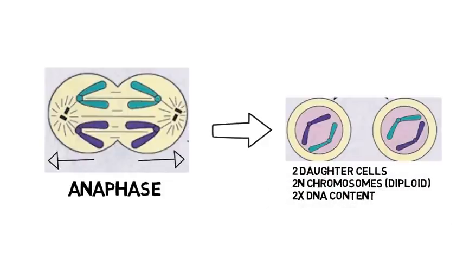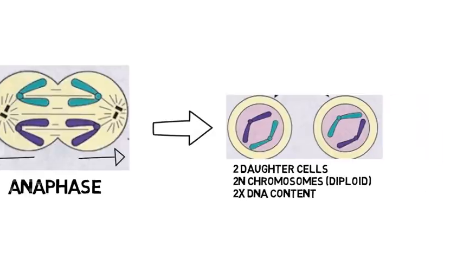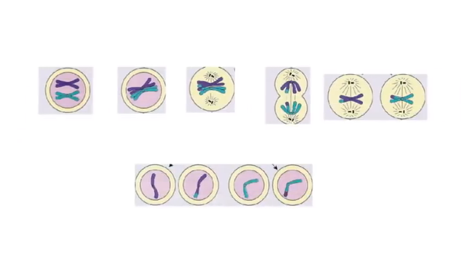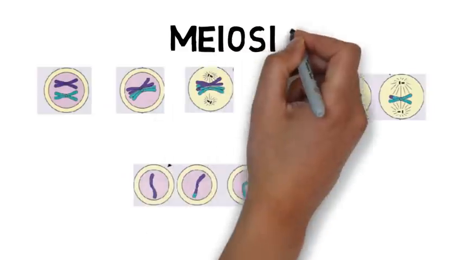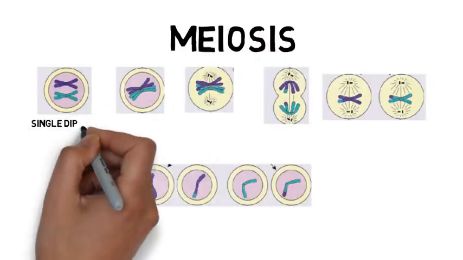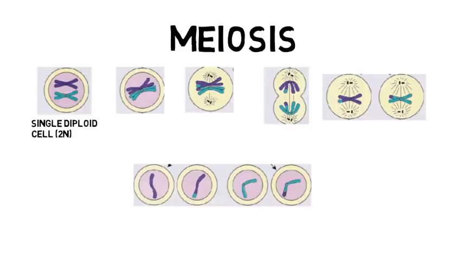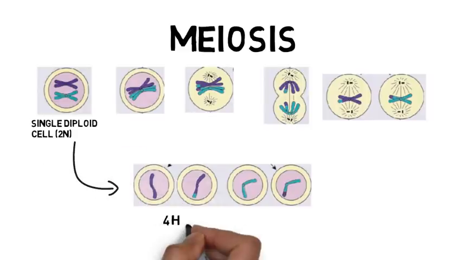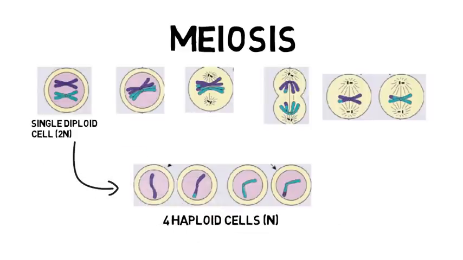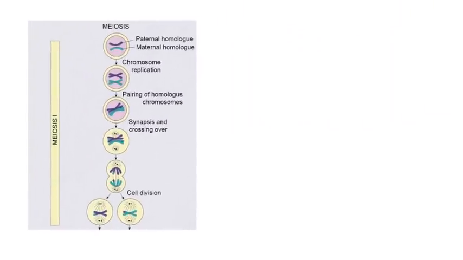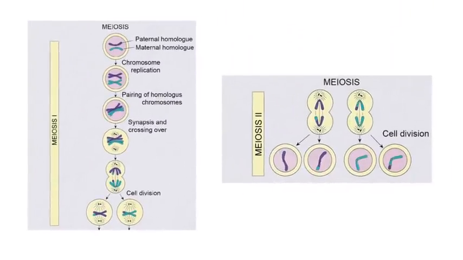All eukaryotic cells go through mitosis, except for cells that create gametes, which are eggs and sperm. They go through meiosis. Meiosis starts off with 2 diploid cells, each with 2 N chromosomes, and ends with 4 haploid cells, each with N chromosomes. Meiosis involves two divisions, meiosis 1 and meiosis 2.